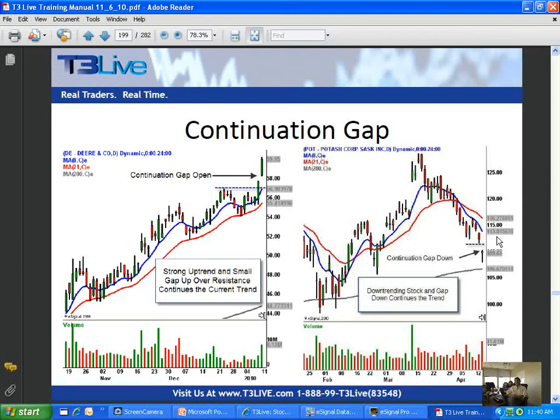Again, more examples of continuation gaps on daily charts. You can see the overall stocks that are trending up above the 8 and the 21, and they continue in the direction. Both on the right and the left, an example of a continuation gap in an uptrend and a continuation gap in a downtrend.